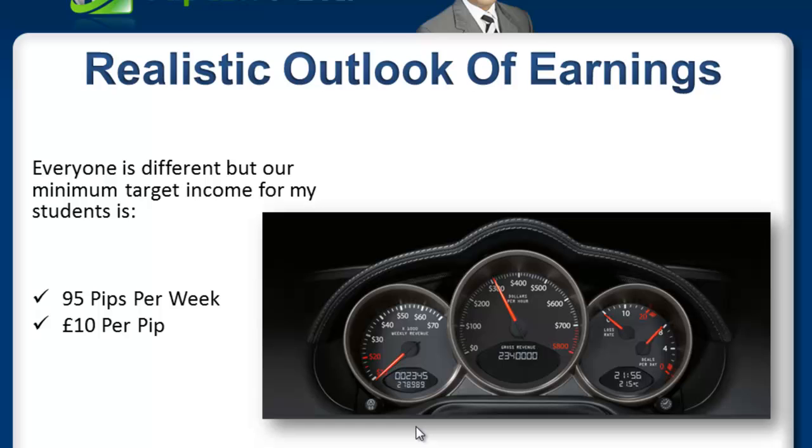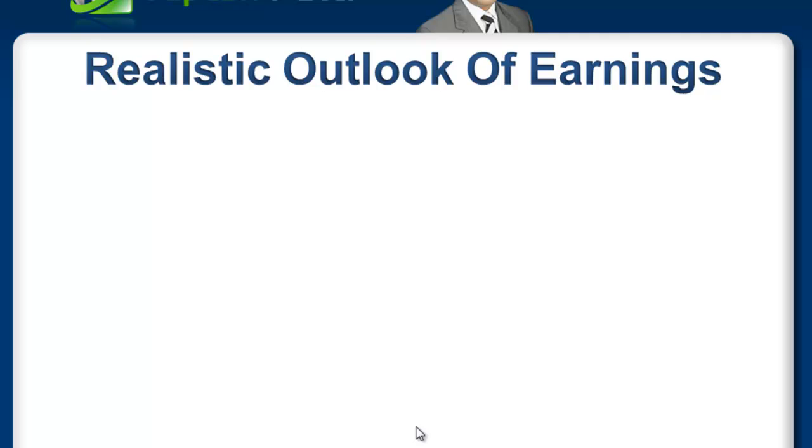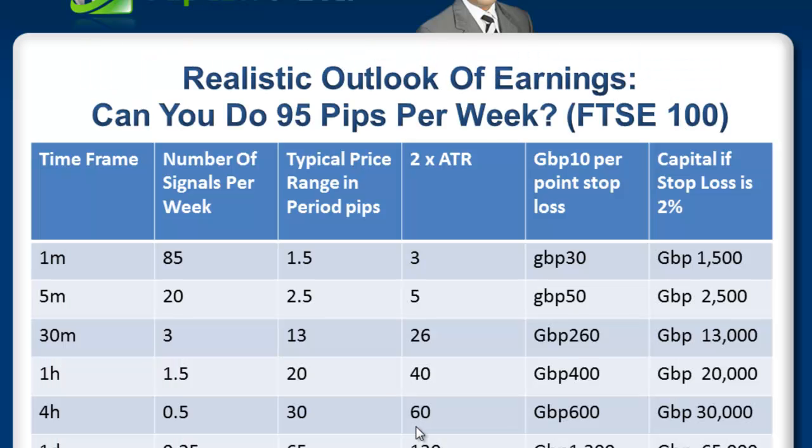Well, we're going to come to that, but let's say it was £10 per pip. That would then be £950 in a week, of course, which would be £3,800 per month, which would be £45,600 per year. How do we then actually do that? Can you do 95 pips in a week? Can you afford to risk £10 per pip? How do you make those decisions?